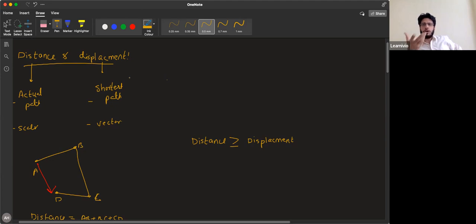Right now, my motive is not to cover kinematics. My motive is to cover that much portion of kinematics that will be used in other chapters of class. Similarly, I will do with the laws of motion also. So I'll choose only those topics which you will use in laws of motion.